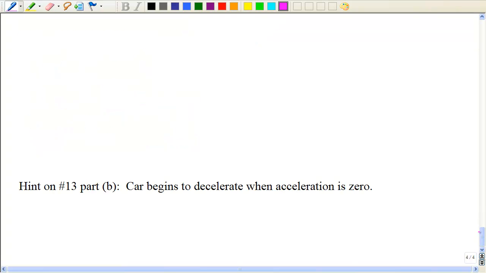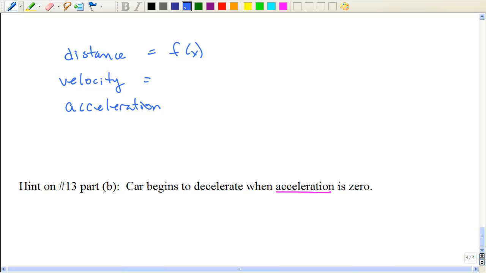Here you have a hint. The car begins to decelerate when acceleration is 0. And just to tell you, you have distance, you have velocity, and you have acceleration. If distance is the function, the velocity is the first derivative, and acceleration is the second derivative. So acceleration might have something to do with that.